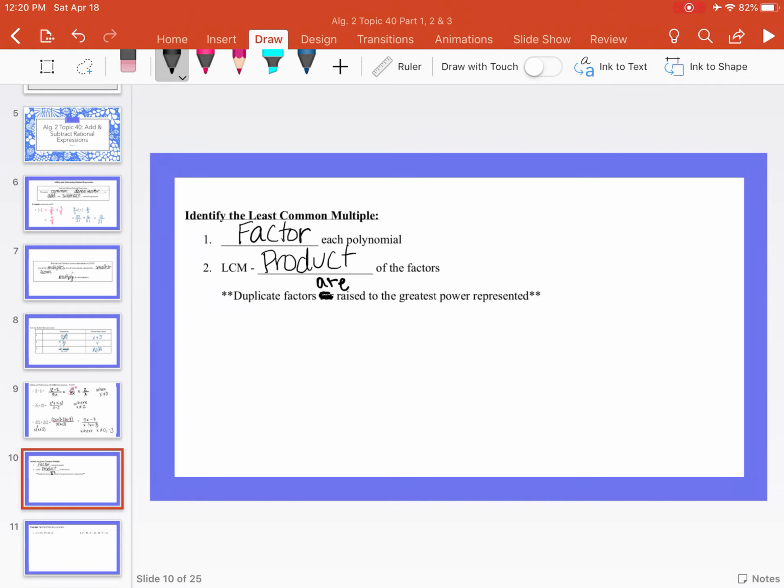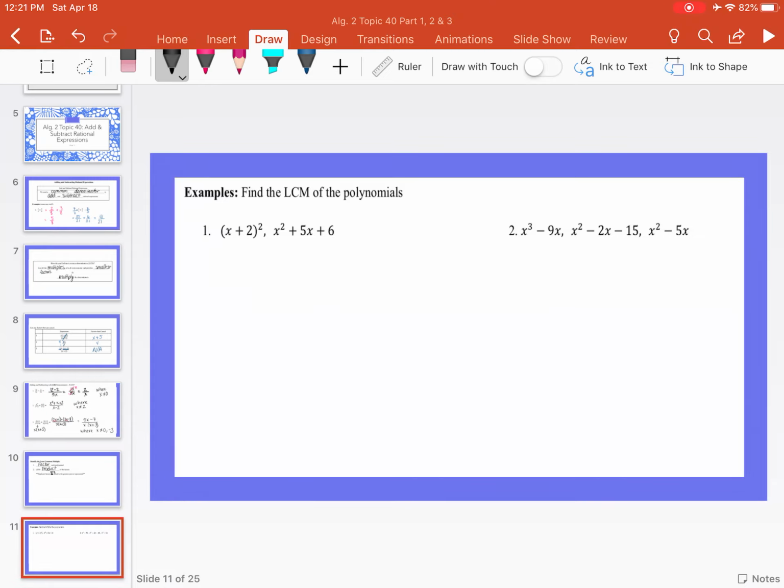And sometimes we deal with factors that have an exponent outside of our parentheses. So those are identified as duplicate factors, and they occur as many times as the exponent says. So, for example, let's identify the least common multiple of these following polynomials. Our first example, we have x plus 2 squared. So just like I was referring to with our greatest power on the outside, x plus 2 squared means that we see that quantity twice. x plus 2 times x plus 2.